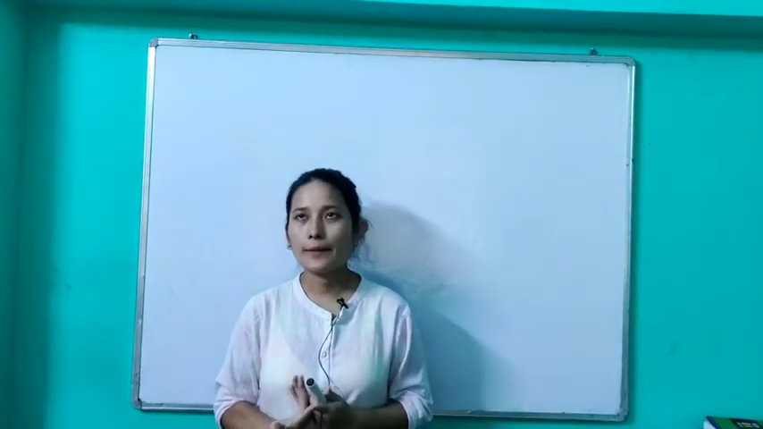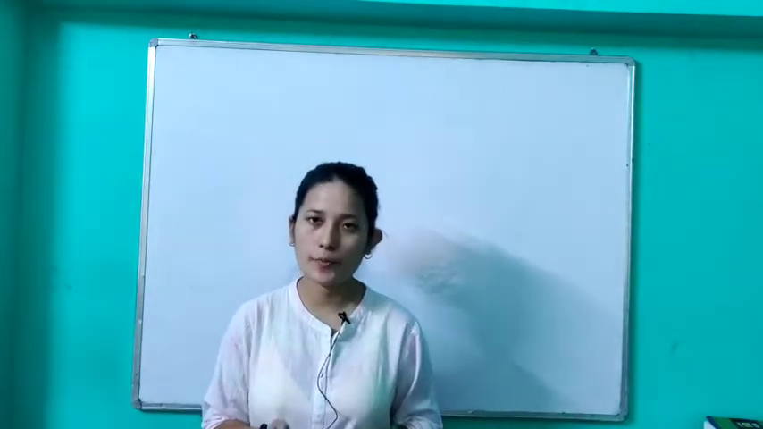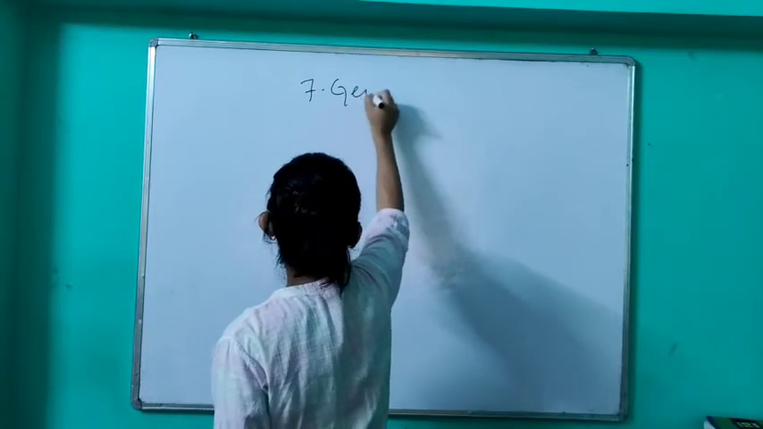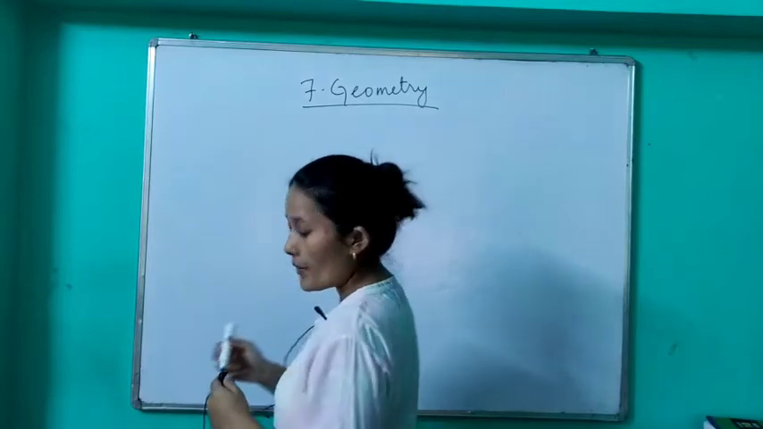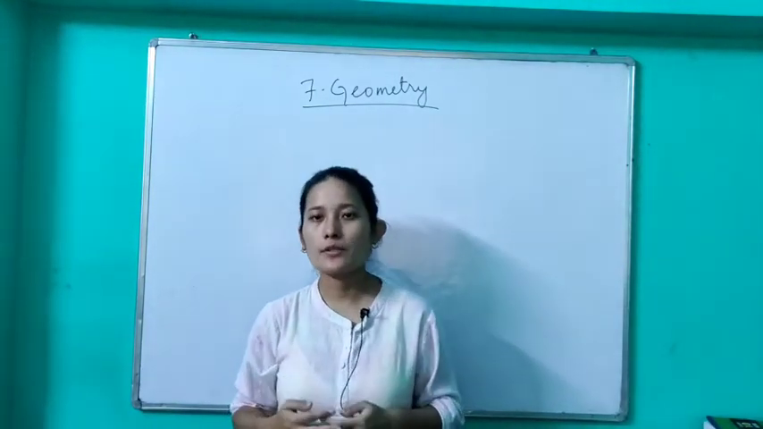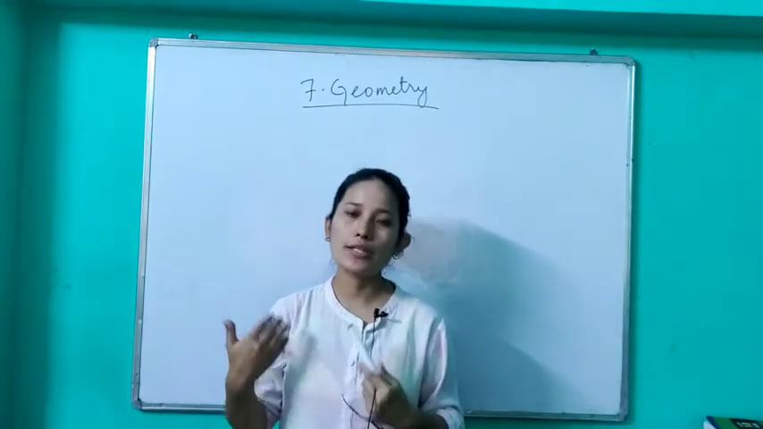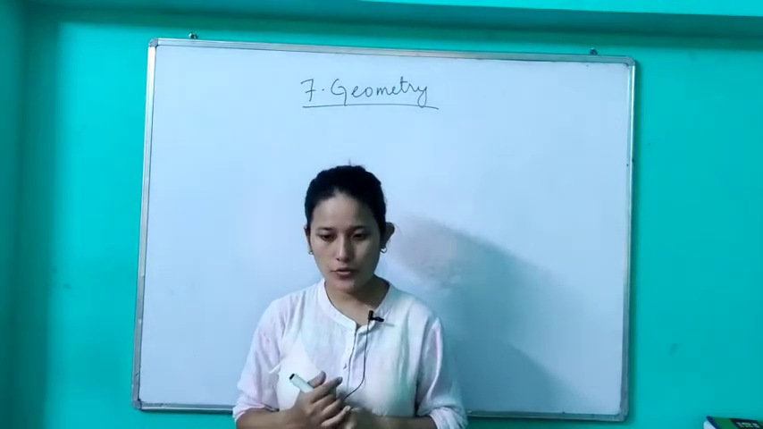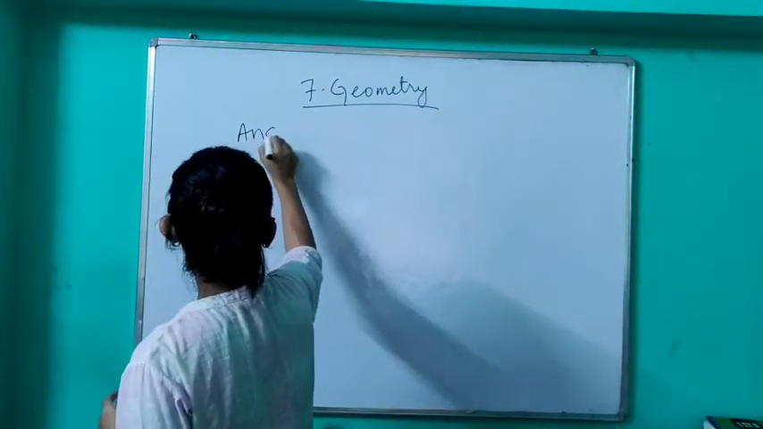So today we will be completing our syllabus for half year examination with the last chapter that's remaining. That's chapter 7, Geometry. Now when we talk about geometry, it's a branch of mathematics that deals with the shapes, dimensions, sizes of an object. Okay, so in this particular chapter we will be just dealing with the basics of geometry. Basically we will be dealing with angles.